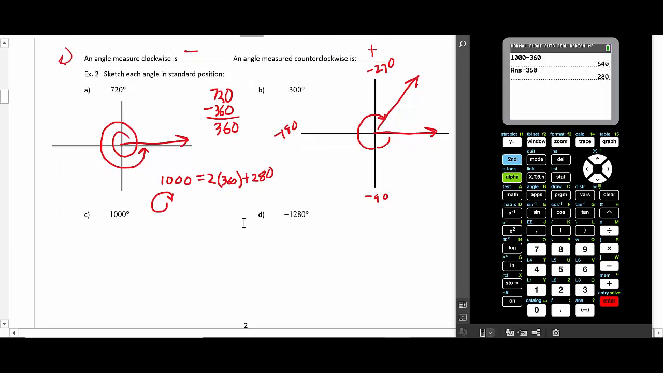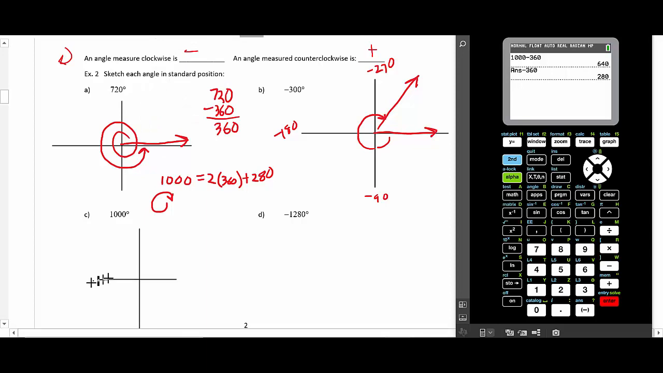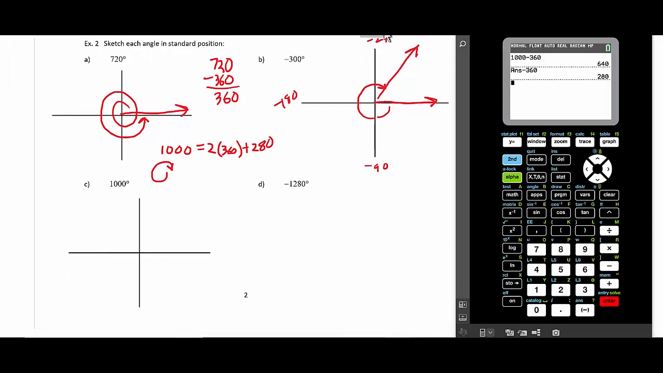When you graph this out, you would have to represent that as an angle like this. So you'd shade in your initial side. Since it's positive, you would go counterclockwise, so you'd want to go like this. Just start with 1 lap, 2 laps, and then you've got to go 280 more. So count it out: that would be 90, 180, 270. So you're about 10 degrees further like that. Okay, so that's one way to do that.